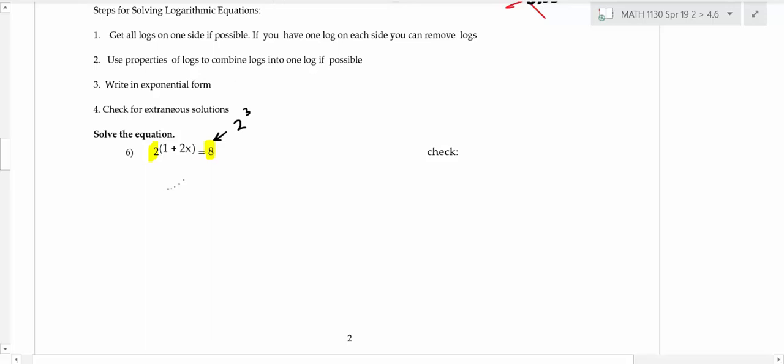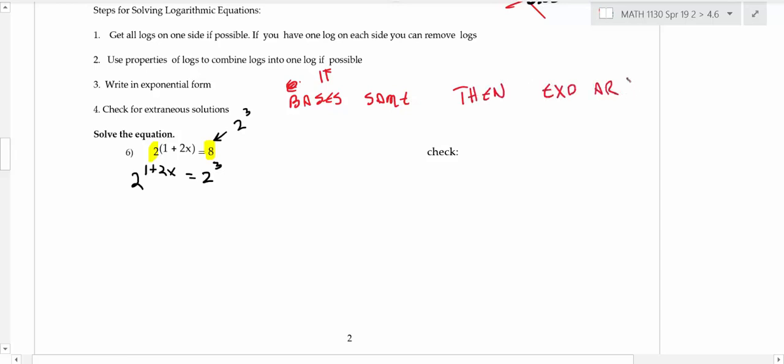So what you would do on this problem, you would just leave the left side alone, and you would change the 8 to 2 to the third. We talked about this last time. This is real important. If the bases are the same, and you don't have to write this down, but you can if you want to, then you would conclude that the exponents are the same too. It's the only thing that would really make any sense.